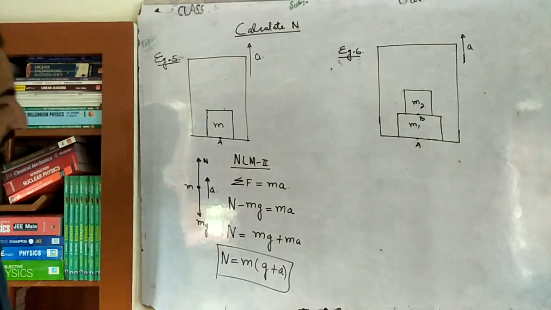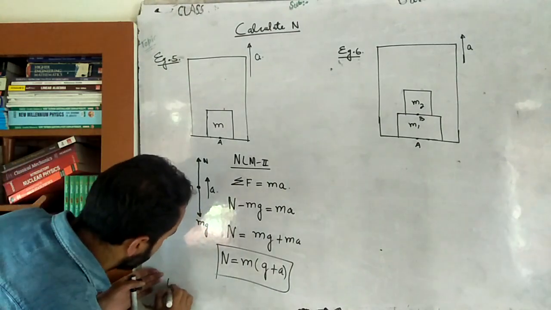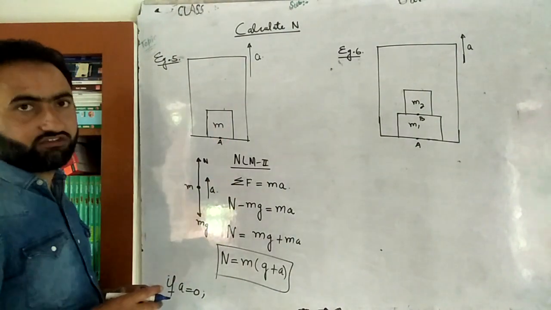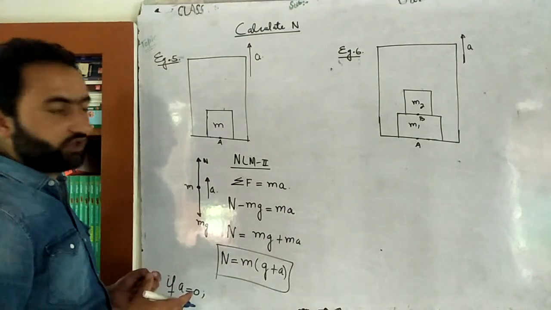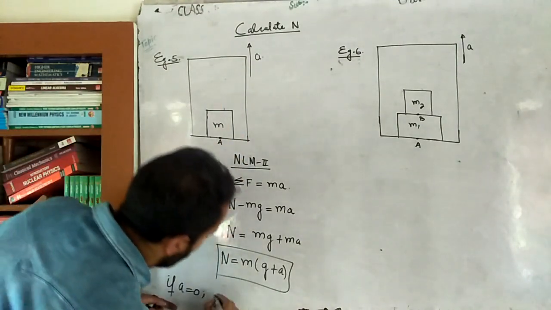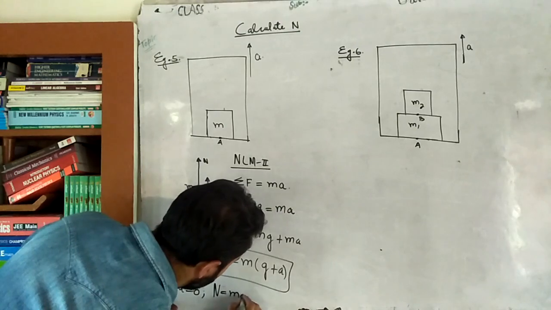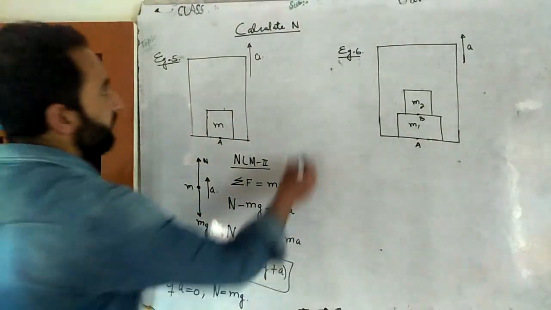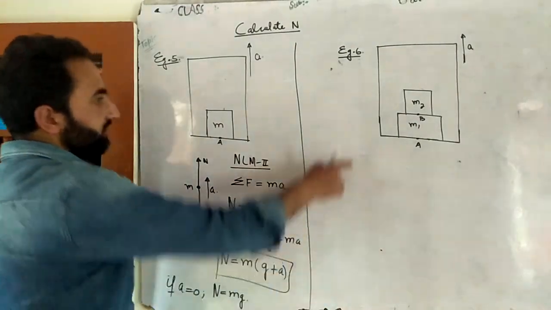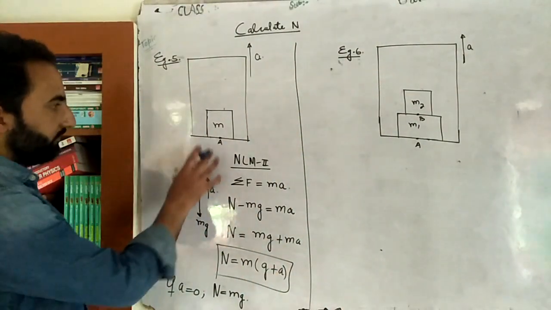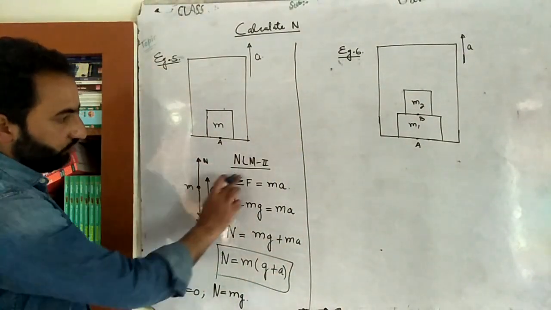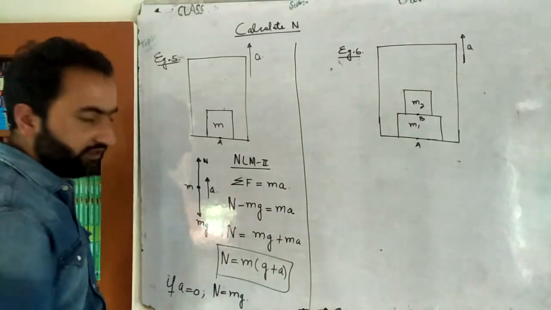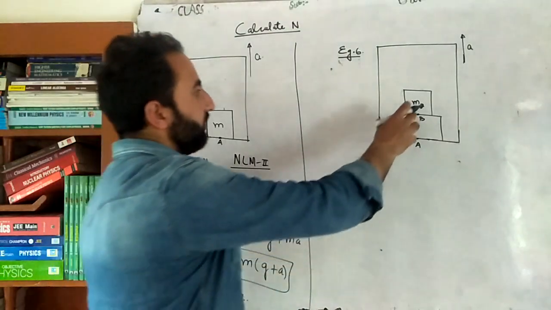Now for example, if suppose acceleration is equal to 0, that means the elevator is at rest, so its velocity is 0, obviously acceleration is also equal to 0. When acceleration is 0, the normal reaction is equal to mg, as expected. That's what we expect. Okay, now concentrate on this example, example number 6. So simple: construct the free body diagram, use Newton's second law of motion, and you will calculate the normal reaction, that's m into (g plus a). Fine. Next, now concentrate on this.